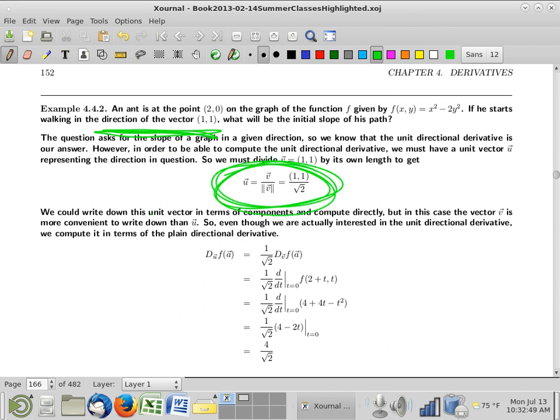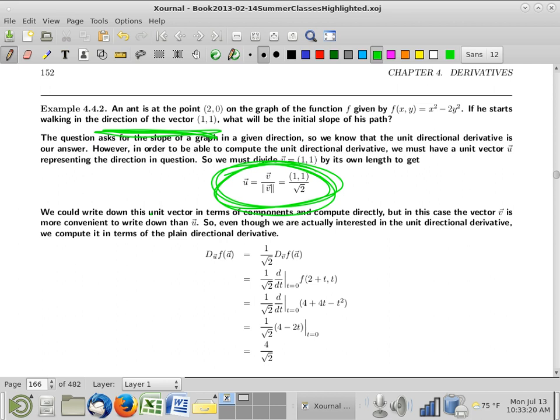I found the unit vector here that points in the direction of the vector 1, 1. So now what you could do, if you were so inclined, you could brute force this problem and compute the unit directional derivative. There's your unit vector. And off you go. And that would be fine. Except it would also be annoying because, again, non-integers. This vector has a fraction, a denominator of the square root of 2 that would move its way all the way through this calculation.